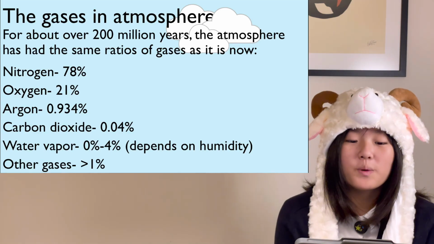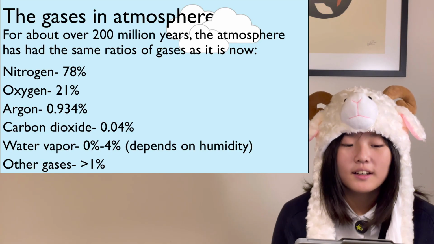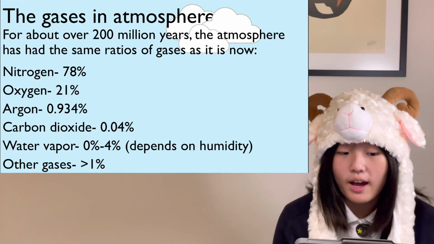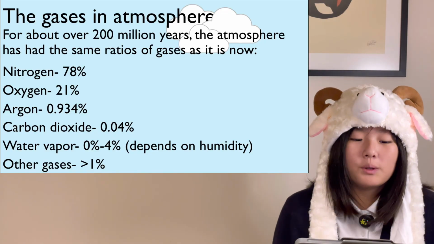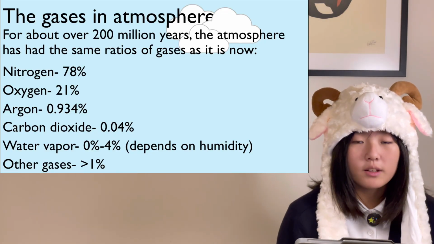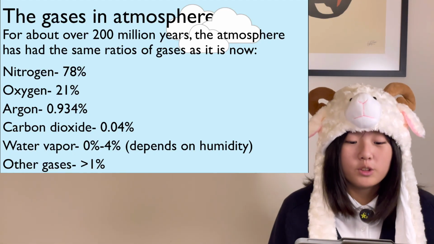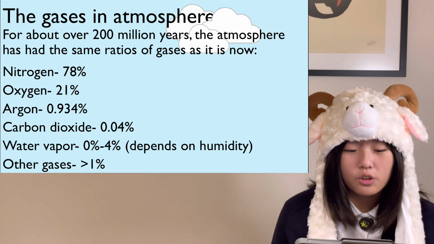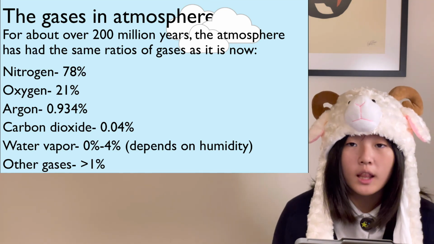For over 200 million years, the atmosphere has had the same ratios of gases as it does right now. Nitrogen is about 78%, oxygen is about 21%, argon is about 0.934%, carbon dioxide is about 0.04%, and water vapor is around 0 to 4%. It depends on the humidity of the day. And other gases are less than 1%.